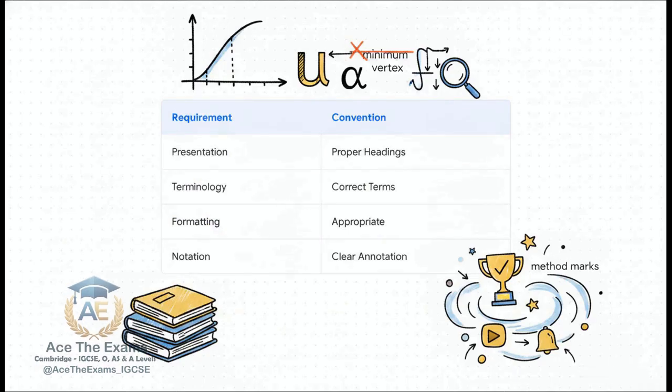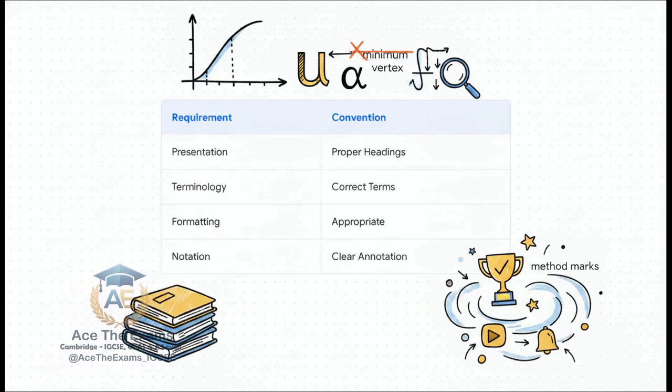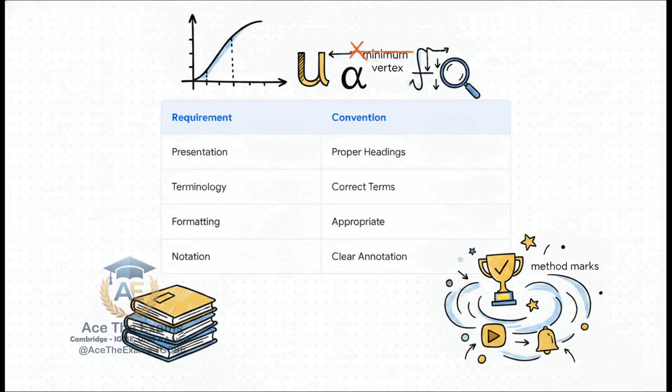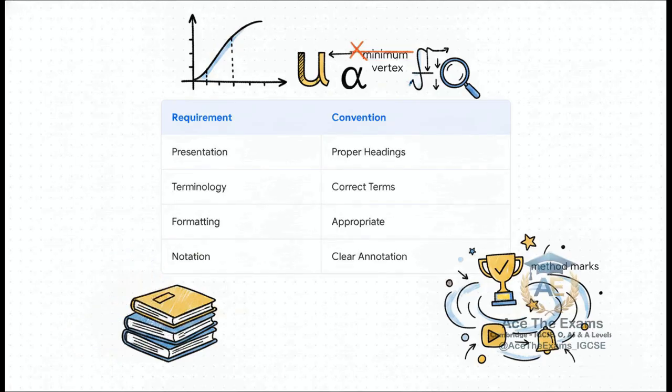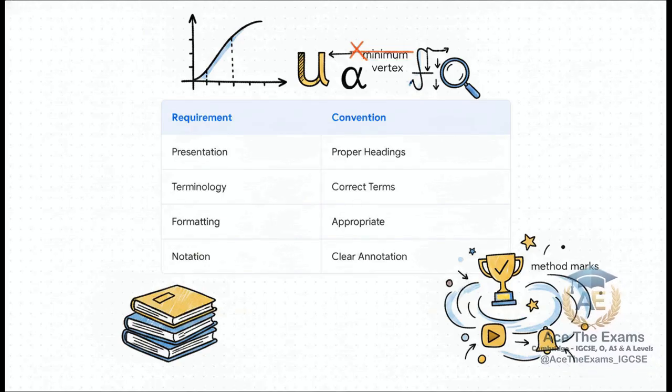This table breaks down exactly how to make your work visible and verifiable. Presentation of information in Quadratics follows strict conventions. You need proper headings to guide the reader through your logic. You must use correct academic terminology. Don't write the bottom of the U shape, write the minimum vertex. Your formatting needs appropriate layouts, and your notation must feature perfectly clear annotation. When you adhere to these strict presentation conventions, you are speaking the examiner's language. You are showing them that you are a serious candidate who respects the discipline of mathematics.